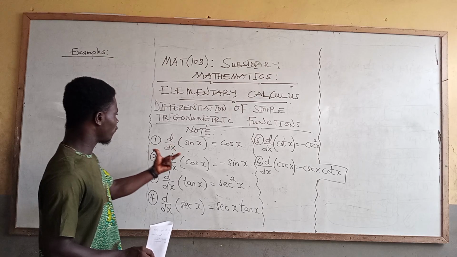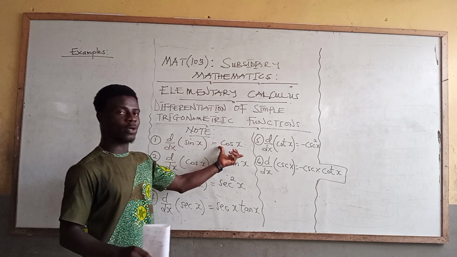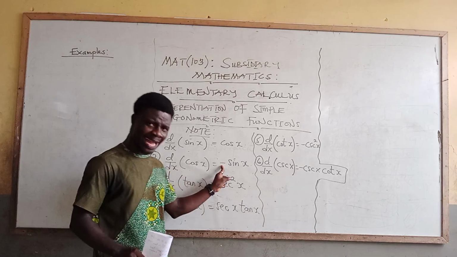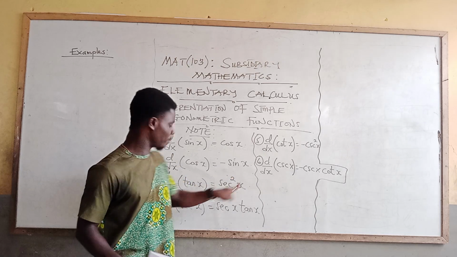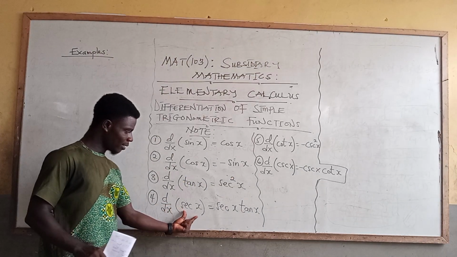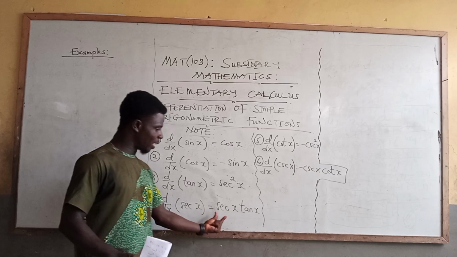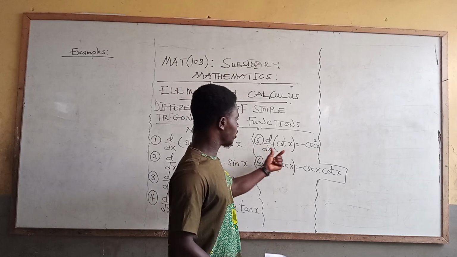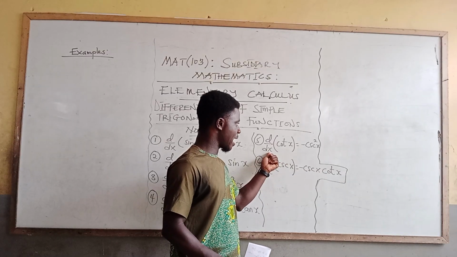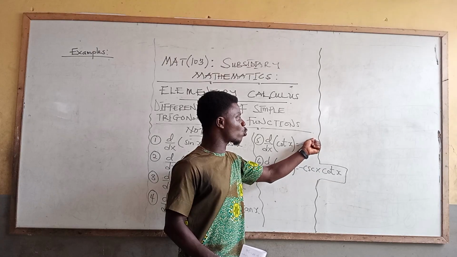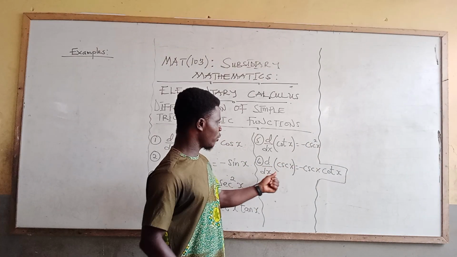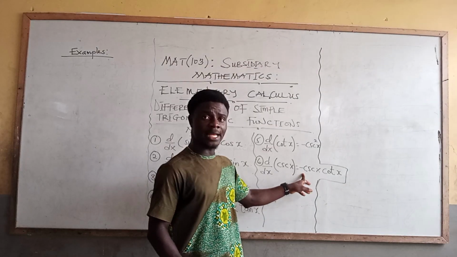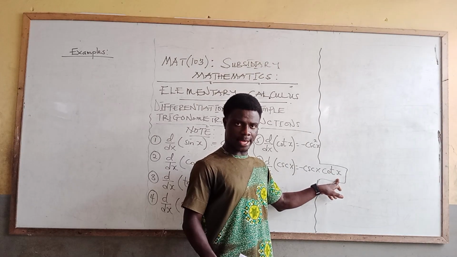Alright, so I said that when you differentiate sine x with respect to x, you get cos x. When you differentiate cos x with respect to x, you get minus sine x. When you differentiate sec x, you get sec x tan x. When you differentiate cot x, you get minus cosec squared x. When you differentiate cosec x, you get minus cosec x cot x.